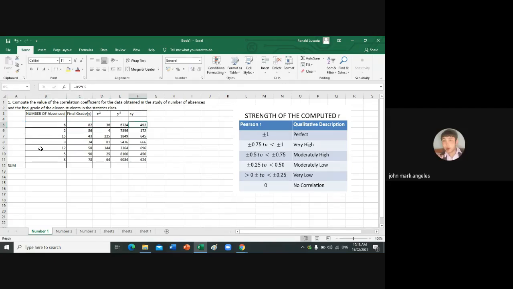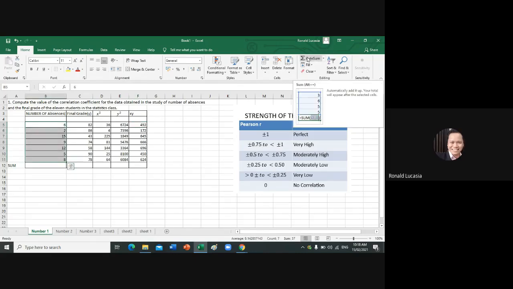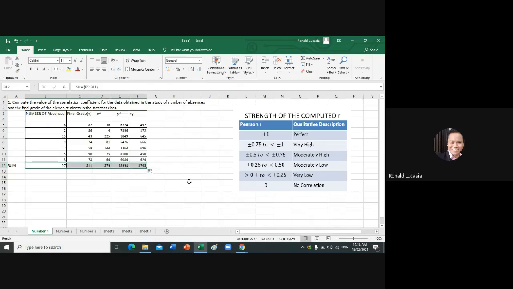So for this summation, we have there the auto sum. You just click that, and that's the sum. Then you drag it all the way here. That's the sum. Is it the same?